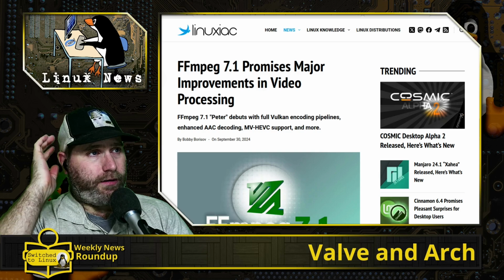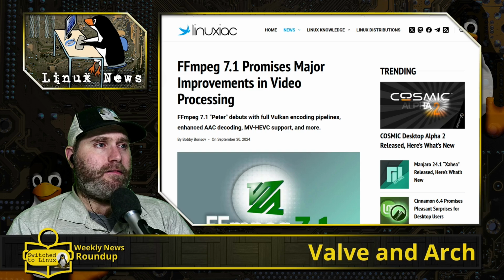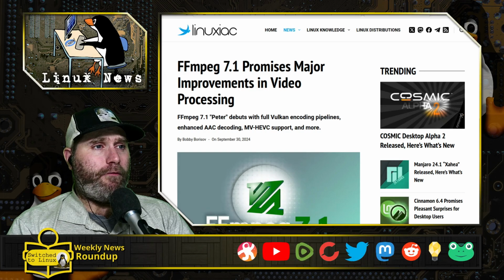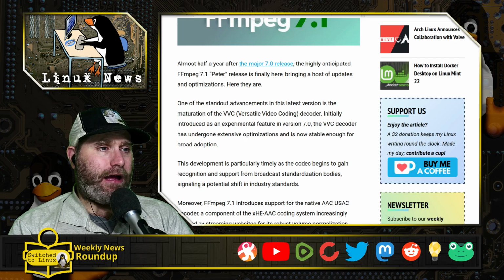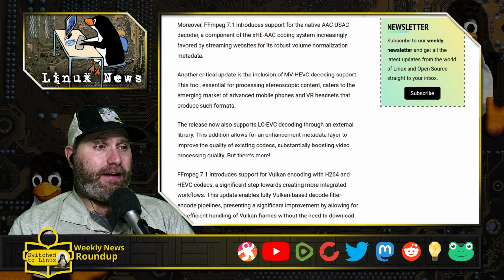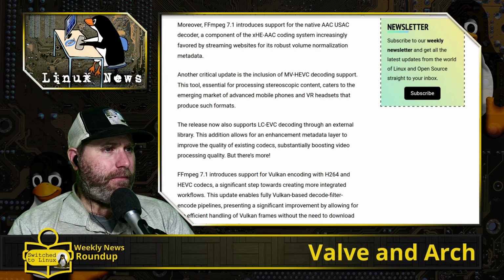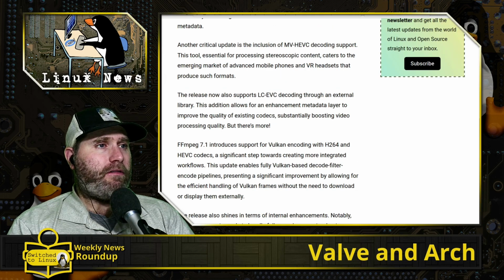FFmpeg 7.1 promises some major improvements in video processing. This one is going to debut with full Vulkan encoding pipelines, enhanced AAC decoding with MV-HEVC support, and more. Also, we have H.265 support in there, a lot better support, I think, than we've had. I know maybe it was H.264. I don't know, but there's a lot of changes.